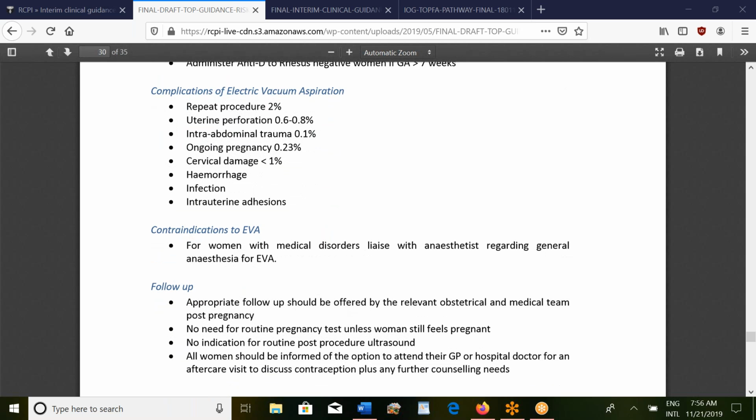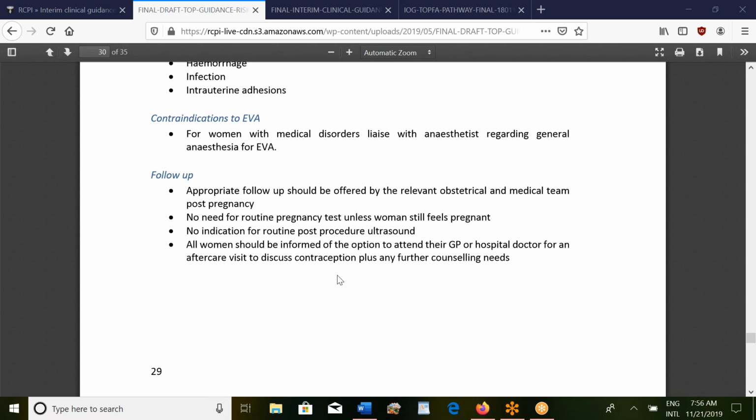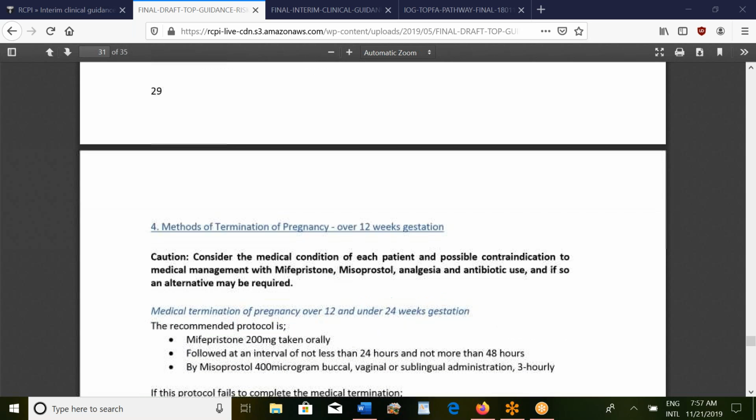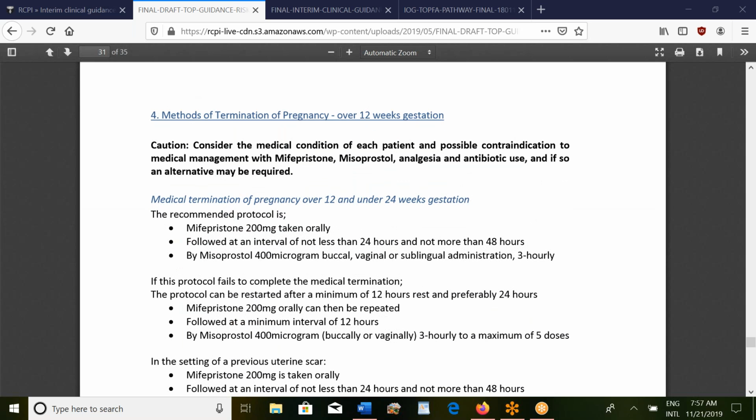Then there are certain follow-ups and contraindications, like we said, if the size of the CRL is more than 25 or the size is more than 5 centimeters. Follow up the same. She will just come to the clinic, or she can go to the GP or community midwife, and at that time you should not be offering any ultrasound or any such thing. Okay, that is the point.